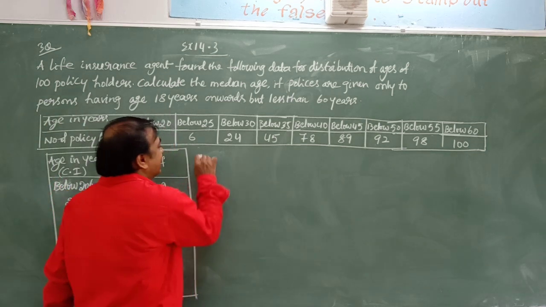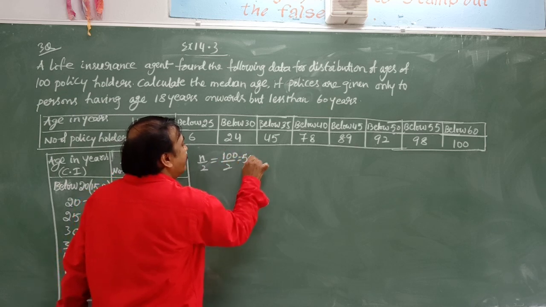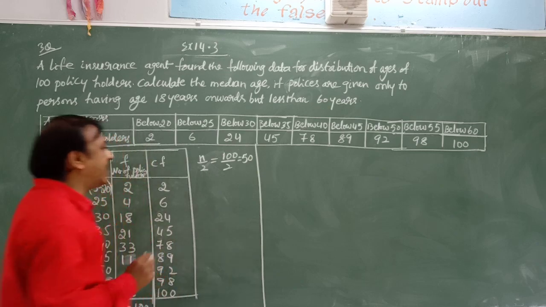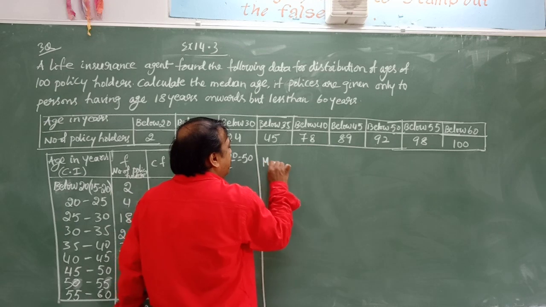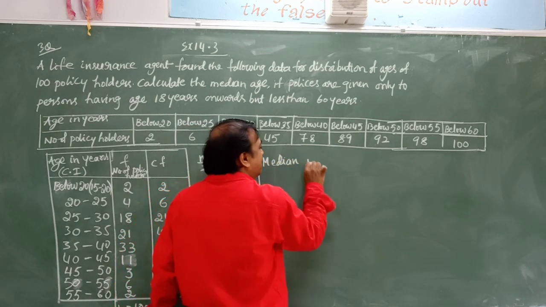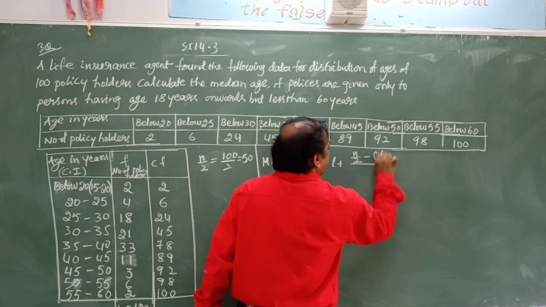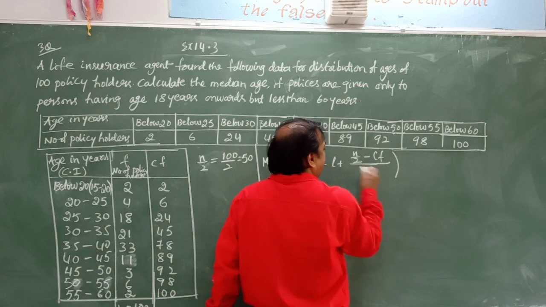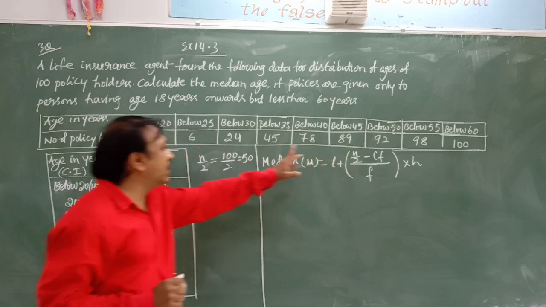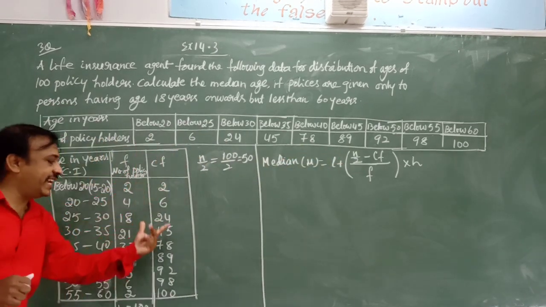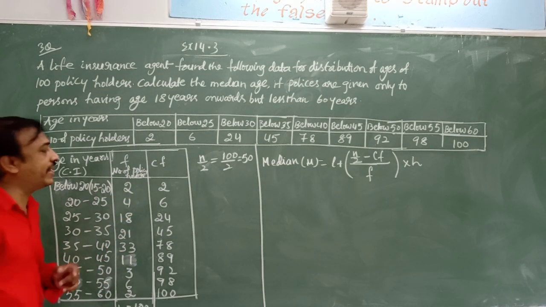Now you need to calculate n by 2, which is 100 by 2, that will give you 50. Now you write all those values. What is the median formula? Median M is equal to L plus (n by 2 minus CF) by F into H. So here n by 2 we got 50. You need to identify where it lies. The median class you have to identify.